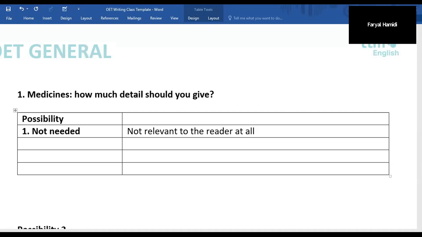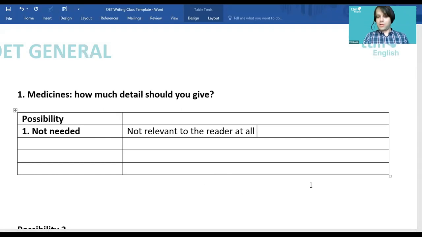To the reader. Yeah. So it's not relevant to the reader at all. I don't know why someone's trying to call me. It's not relevant to the reader at all.